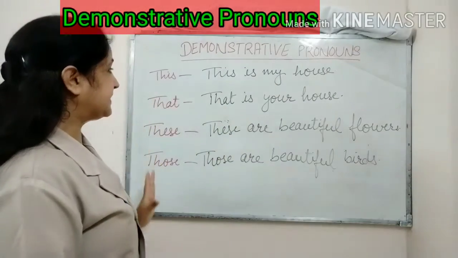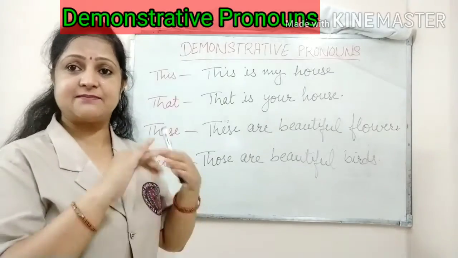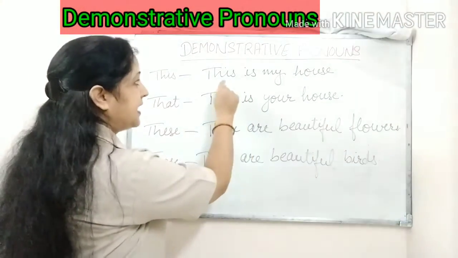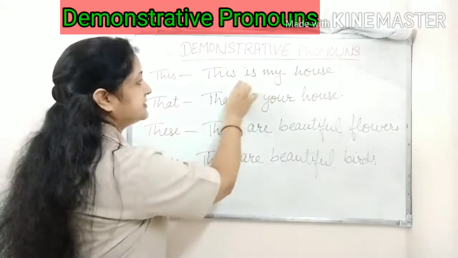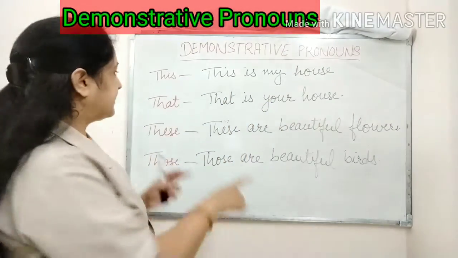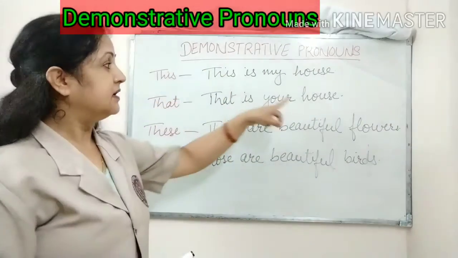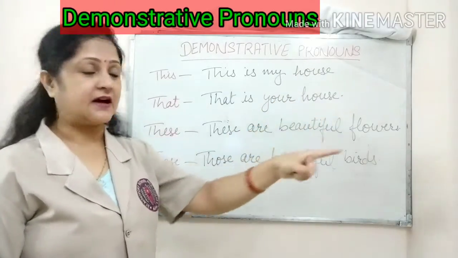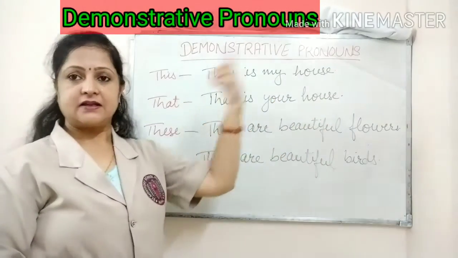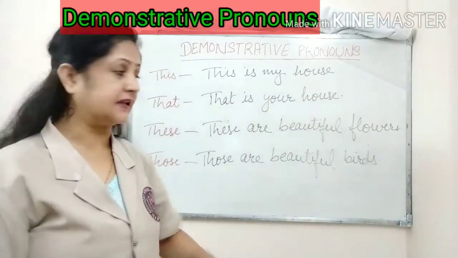So now I think it is clear to everybody. First is, this is my house. Here, as we are talking about only one house, we have used a singular verb. After that, that is your house. Here we are talking about the house that belongs to you, and we are pointing towards it. That's why that is your house, because the house is far away from the place we are standing.